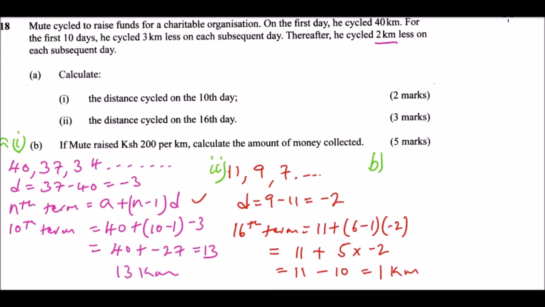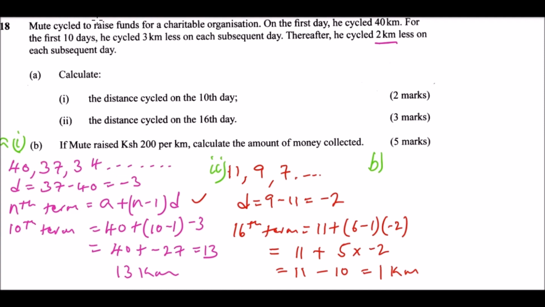So we need to know the number of kilometers that he cycled for the whole journey. Then we multiply by 200 to get the amount. Since he cycled differently, for the first 10 days he was reducing by 3 kilometers. The second part, for 6 days, was reducing by 2 kilometers.